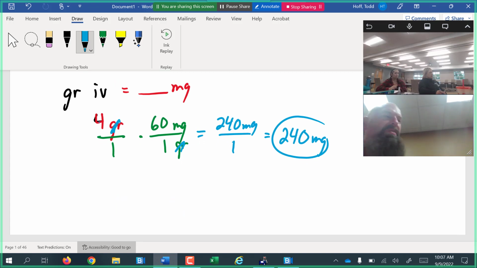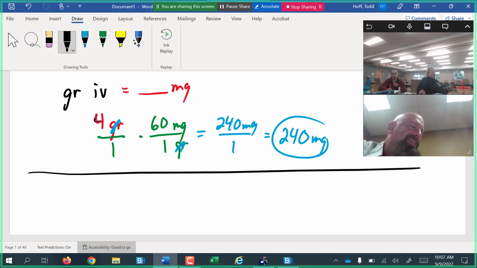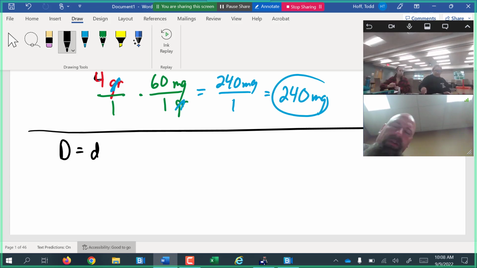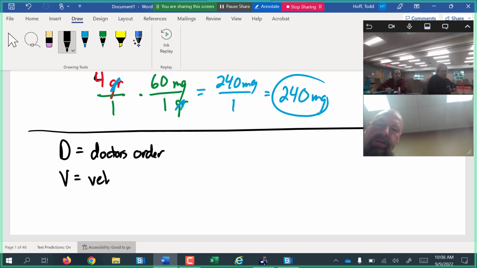Okay, so enough of the basic material. Let's start looking at our dosage calculations. There are 3 methods of dosage calculations. All of them use the same abbreviations. So D, sometimes O is used, is the doctor's order. Sometimes they just use O for order. V is vehicle. The vehicle is what carries the medication into the patient.